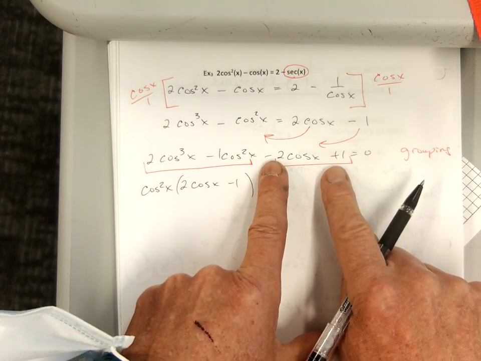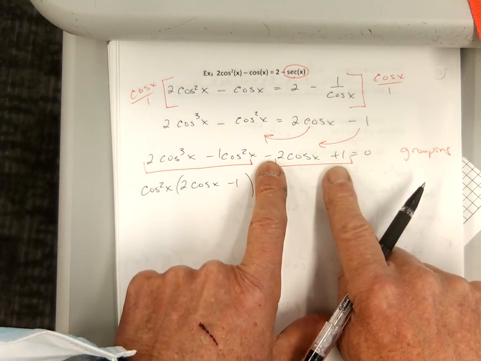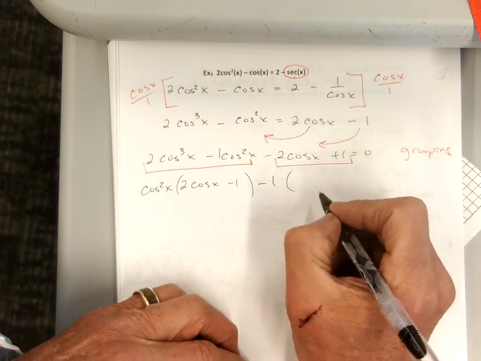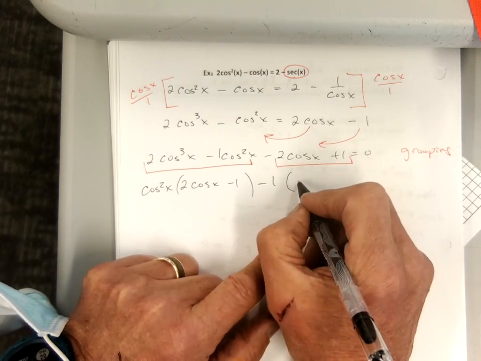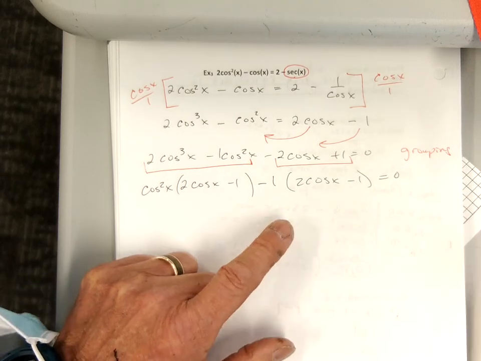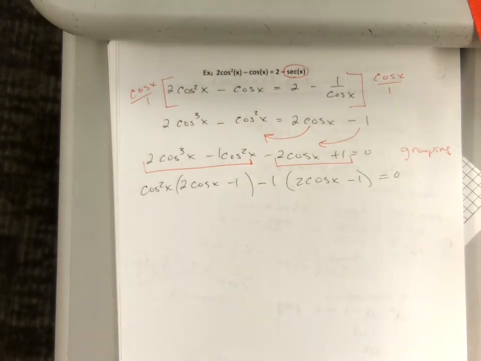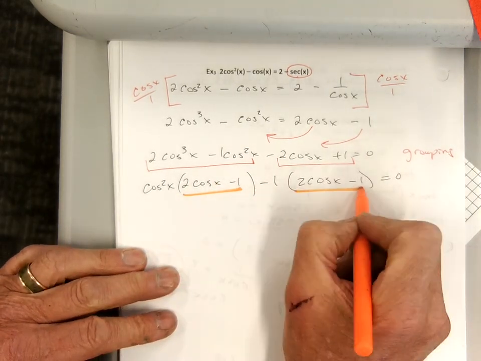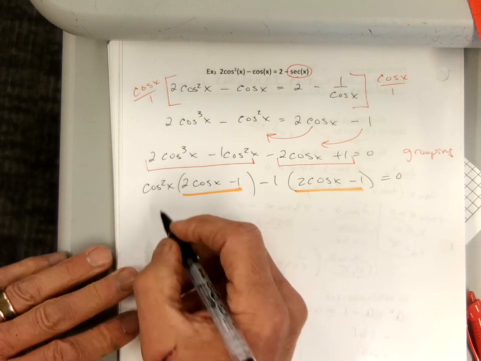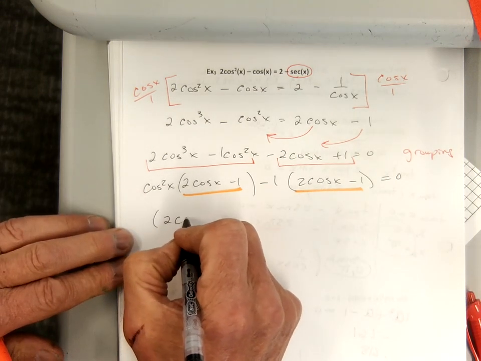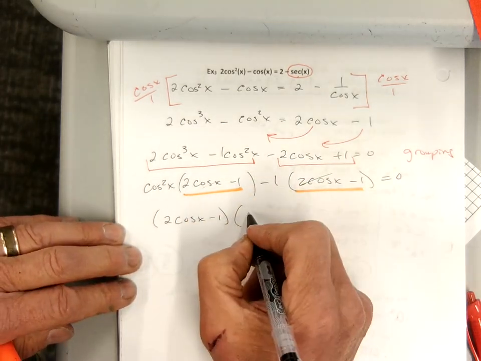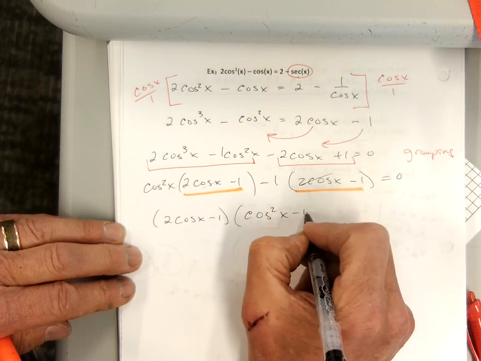If I take out a negative, it's going to look like this. So I'm going to take out a negative 1, because the whole idea in grouping is to make them the same. And then I'll have a 2 cosine of x minus 1. Now with grouping, I have a 2 cosine of x minus 1 in common. So I factor that out, and then I'll be left with a cosine squared of x minus 1.